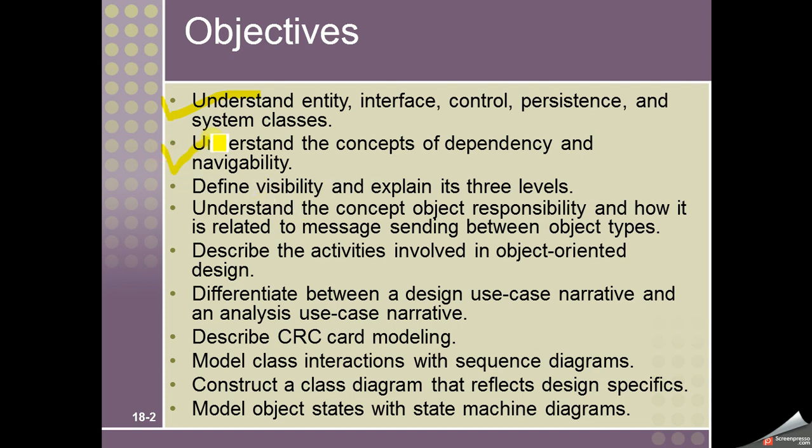We'll talk about different relationships of the classes. We'll particularly talk about dependency and navigability. We'll discuss different types of visibility of the methods and the attributes in the classes. We'll talk about object responsibility and how it is used to pass messages between the different objects.